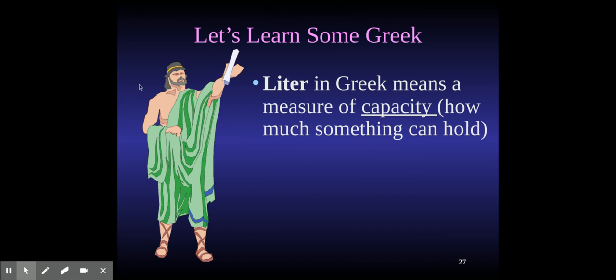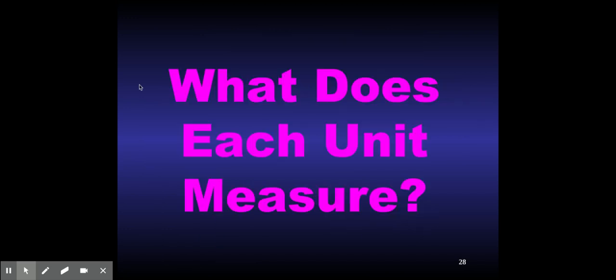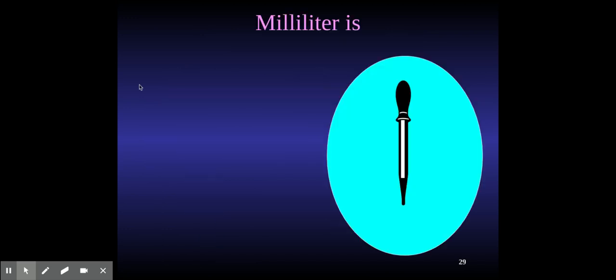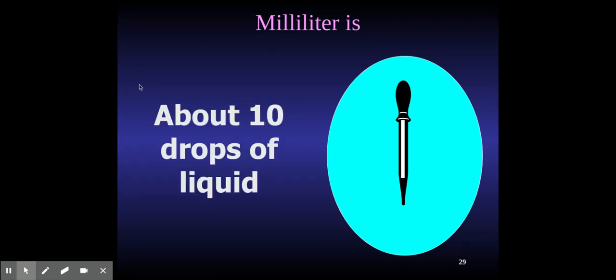So a liter is what means in Greek to measure capacity or how much something can hold. So the word liter means capacity. So the tiniest unit of measurement is a milliliter. If you think about millimeters, they're super duper small lines on a ruler. Milliliters are also very small. A milliliter is only about 10 drops of liquid. That's so, so little. So milliliter, teeny amount, only about 10 drops.